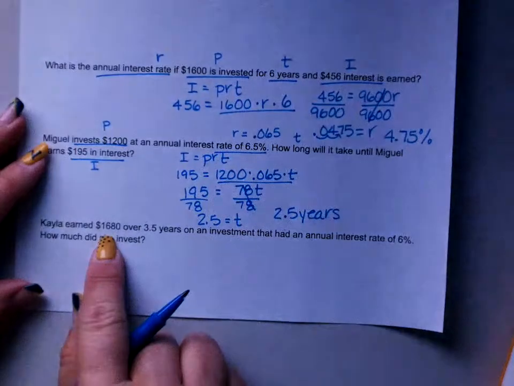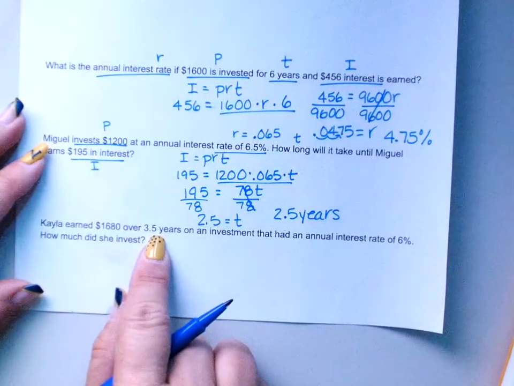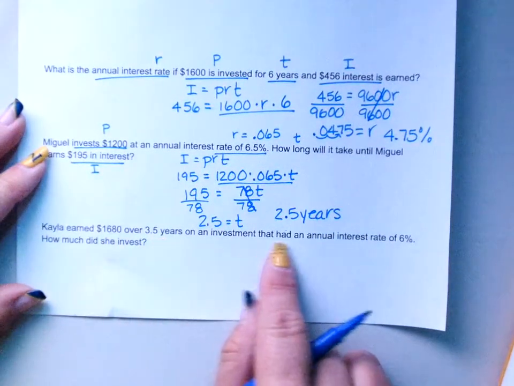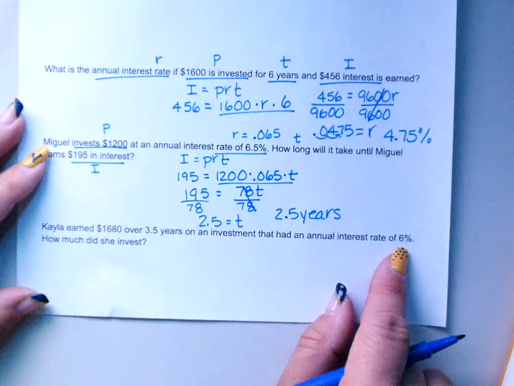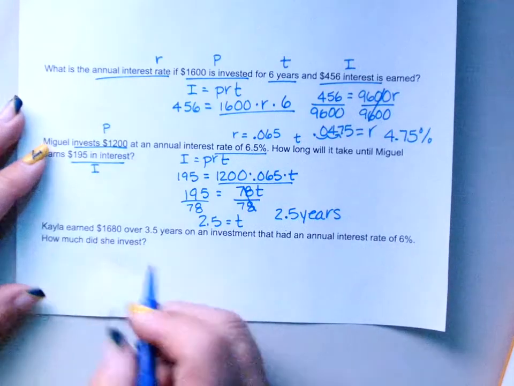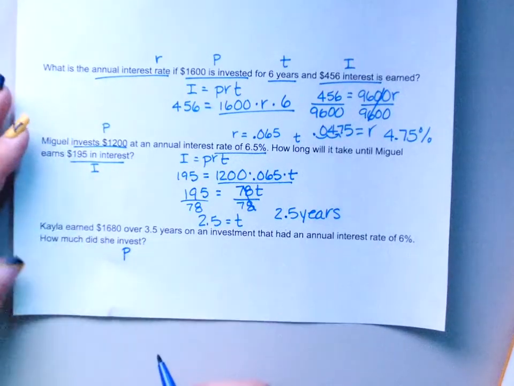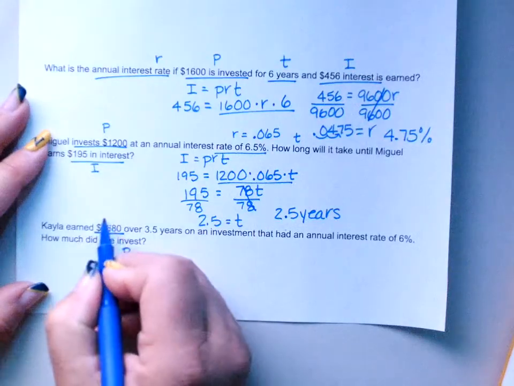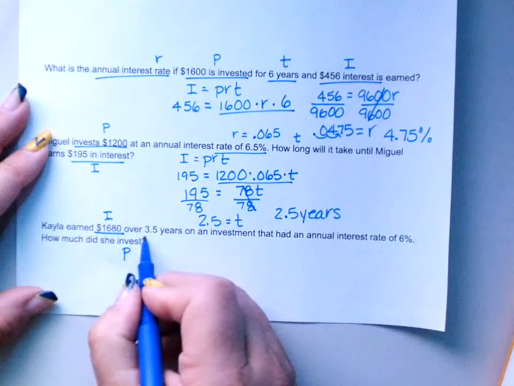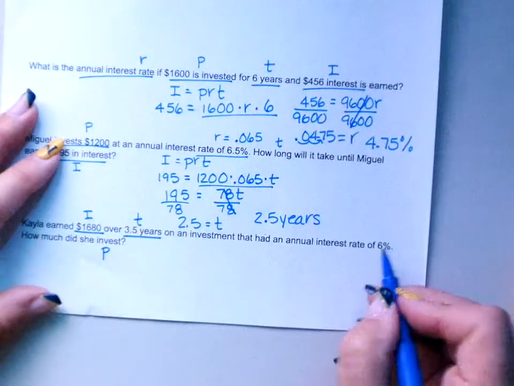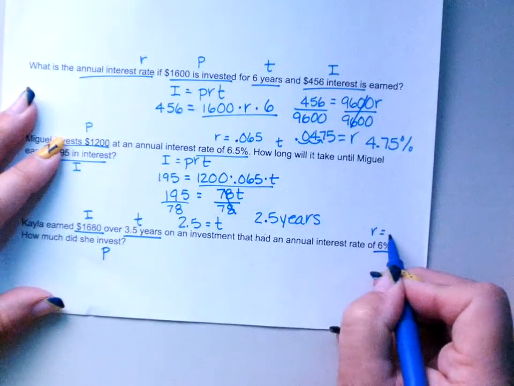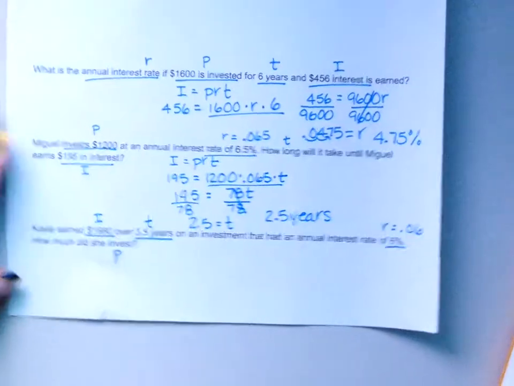Kayla earned $1,680 over 3.5 years on an investment that had an annual interest rate of 6%. How much did she invest? So what she invested is P. This is how much she earned. That's the interest. This is the T. And then the rate is 6%. And I'm going to turn it into a decimal right away.